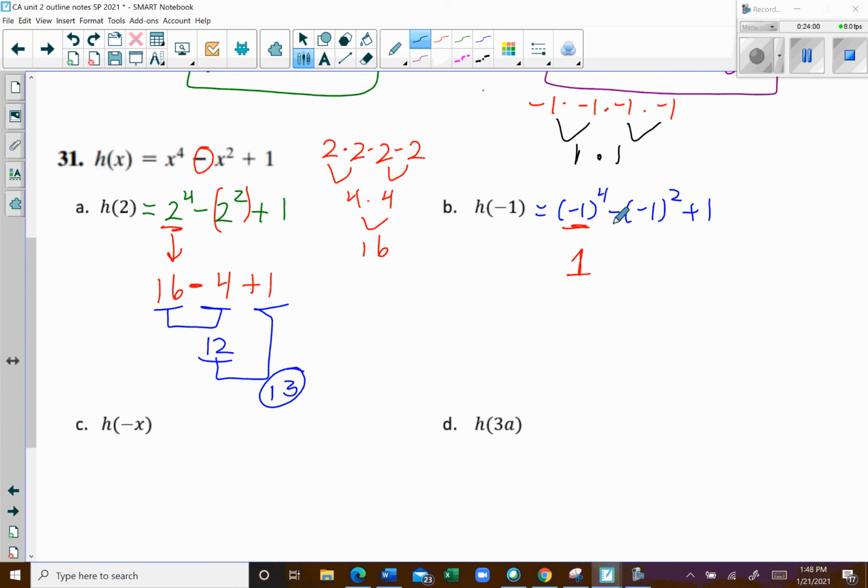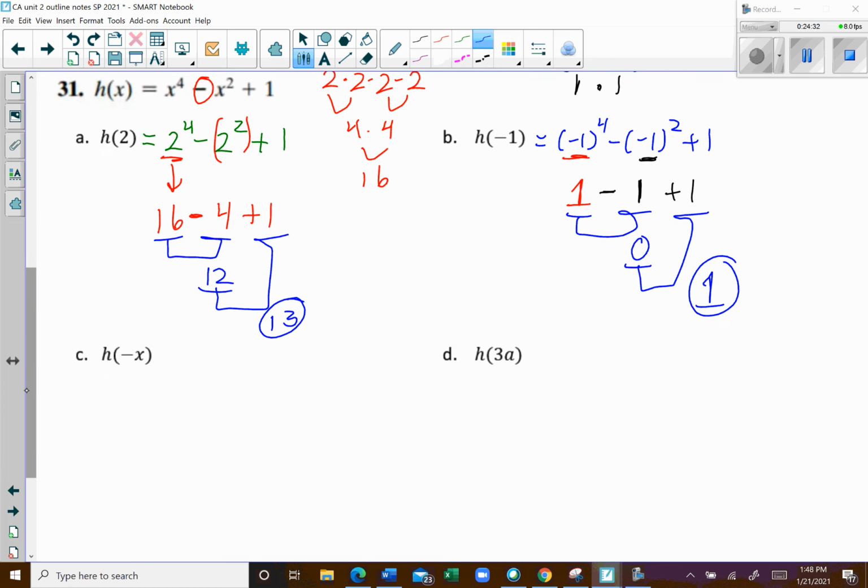Now, once again, we take the minus sign with us. Now, this time, the base does have the negative here. It's negative 1 squared. Negative times a negative is positive. It becomes positive 1, but the minus is still there. And then we have a plus 1 right here. So let's see. 1 take away 1 is 0. 0 plus 1 is 1. There we are. All right.